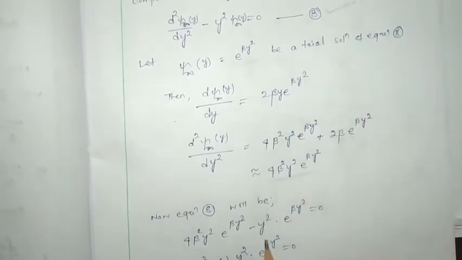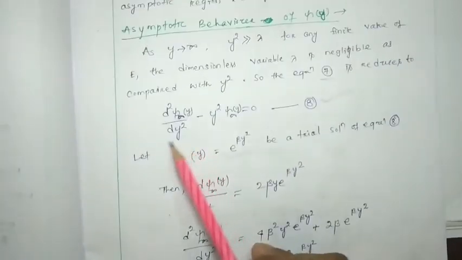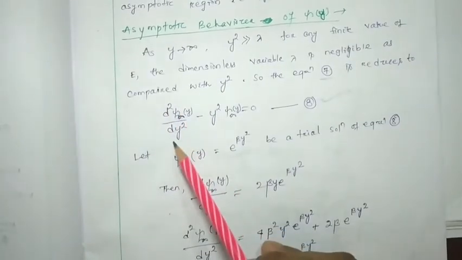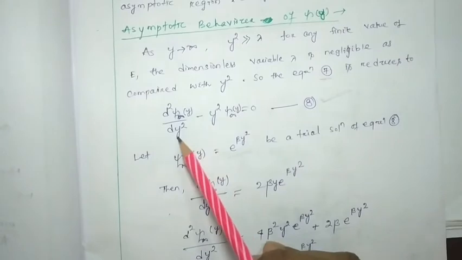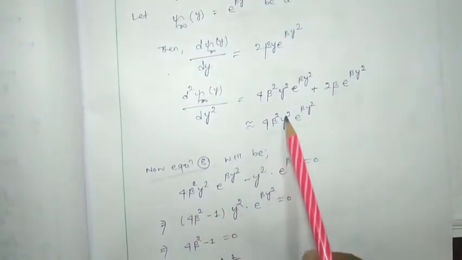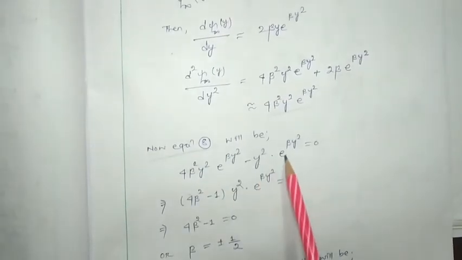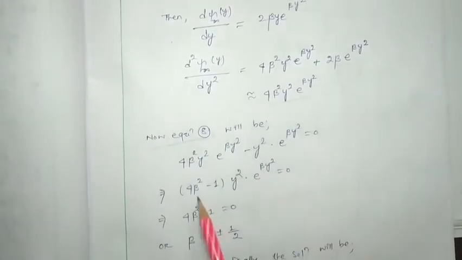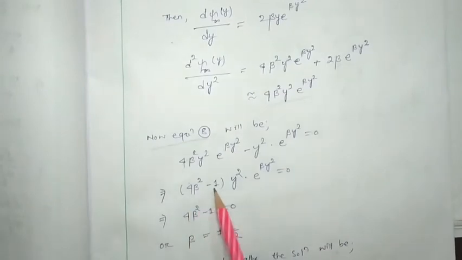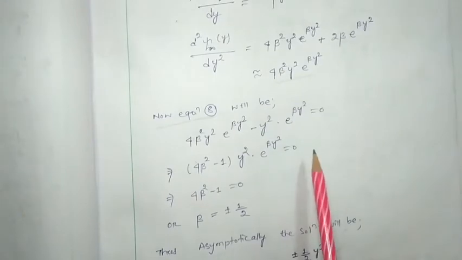Now equation number 8 will be, I have to just put, instead of d square psi infinite by dy square and psi infinite y, so it will be 4 beta square y square e to the power beta y square minus y square into e to the power beta y square equal to 0, and that will be 4 beta square minus 1, y square into e to the power beta y square equal to 0.